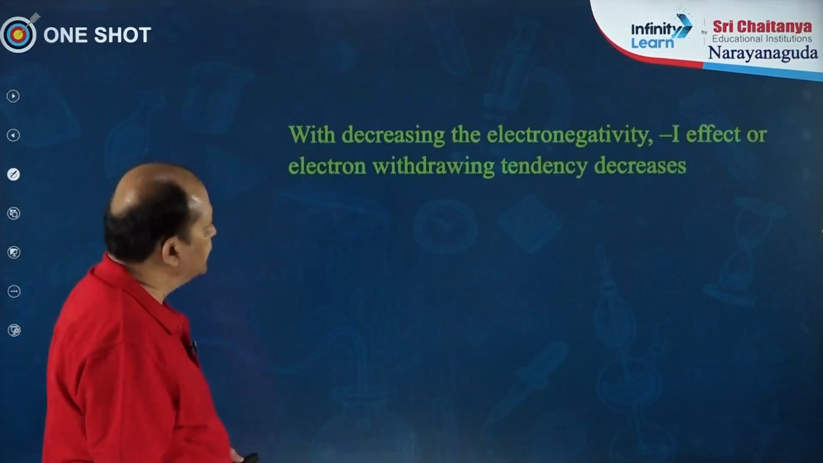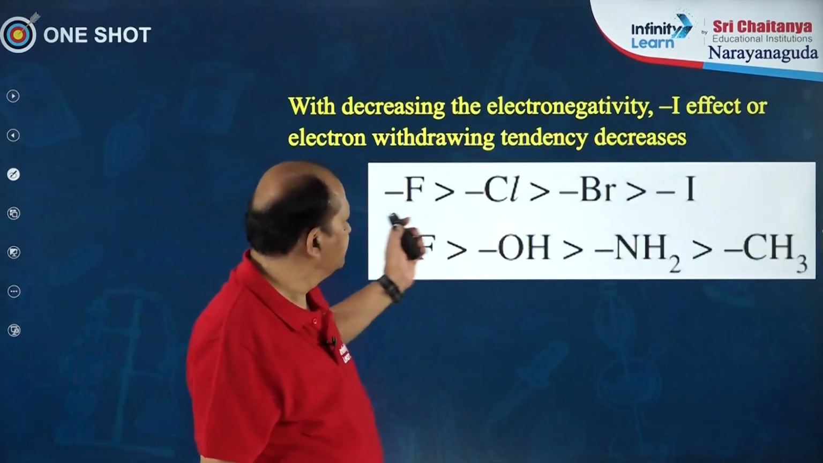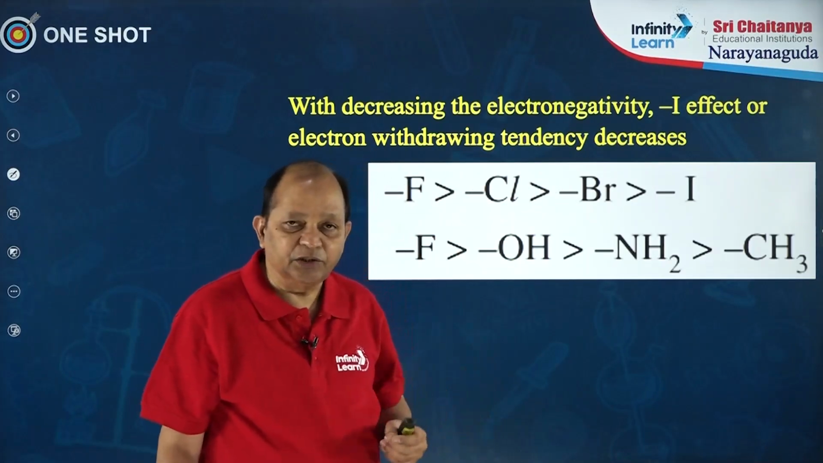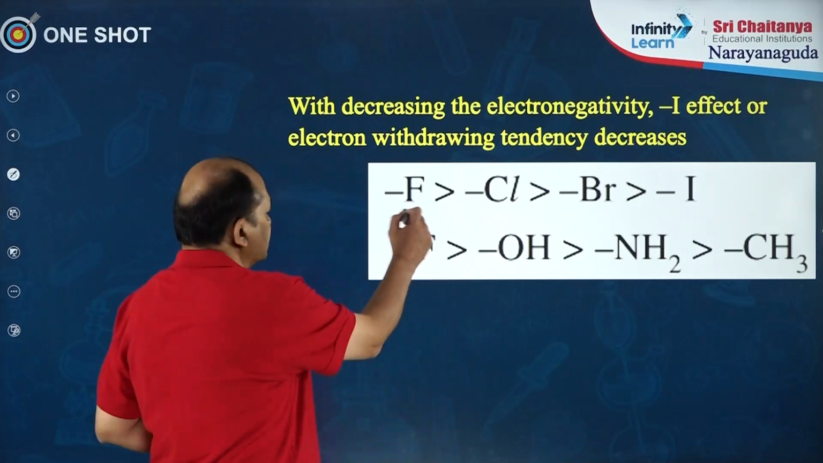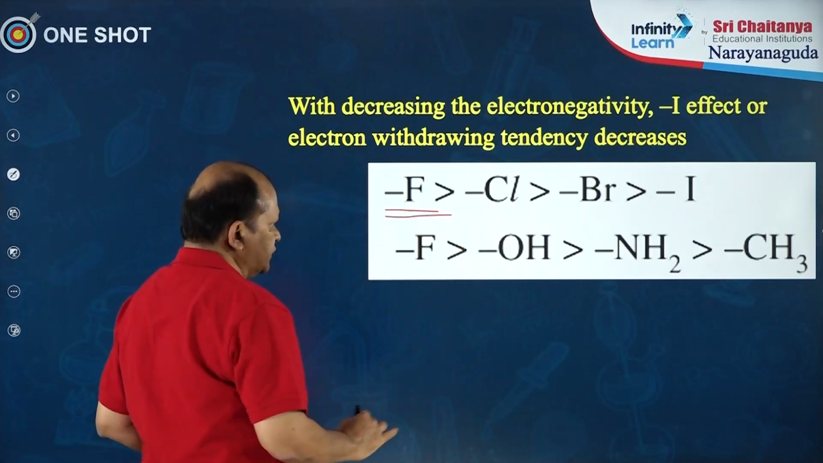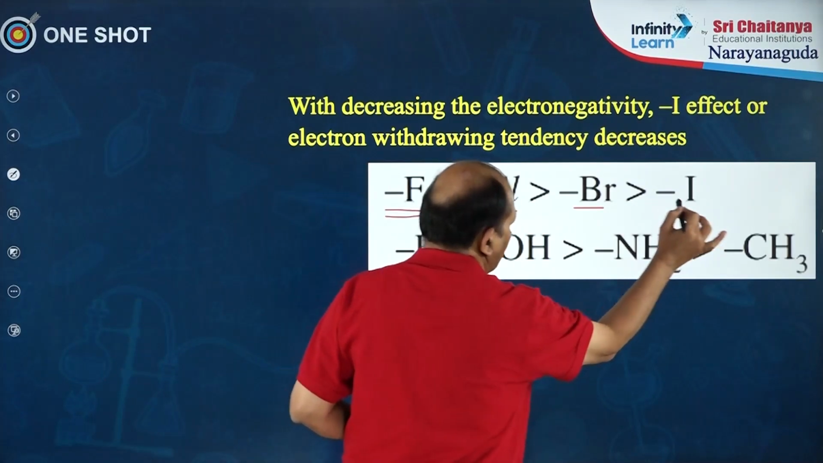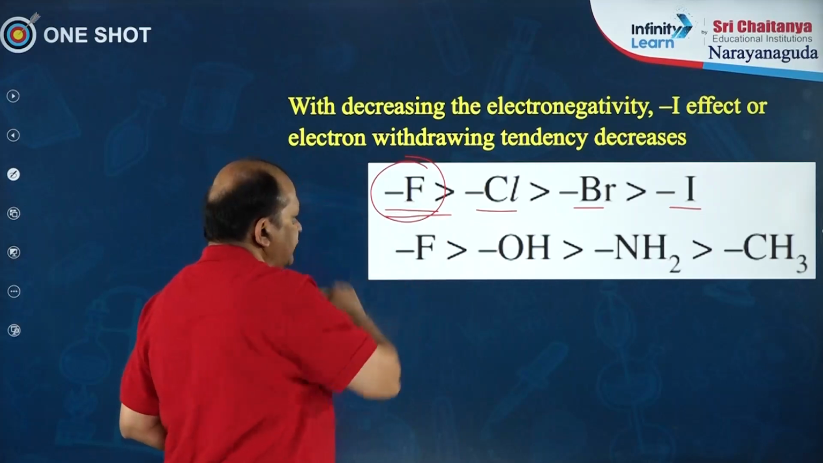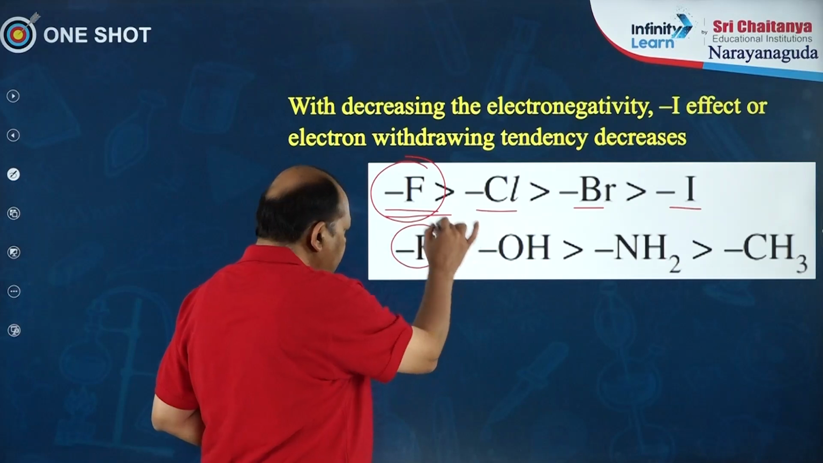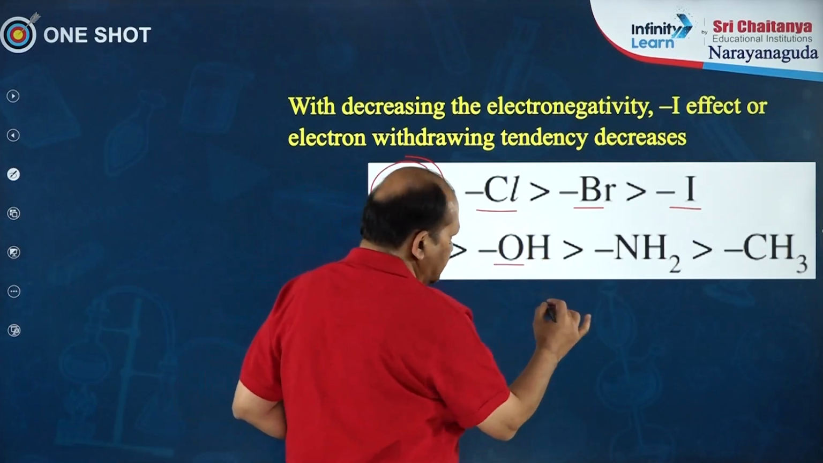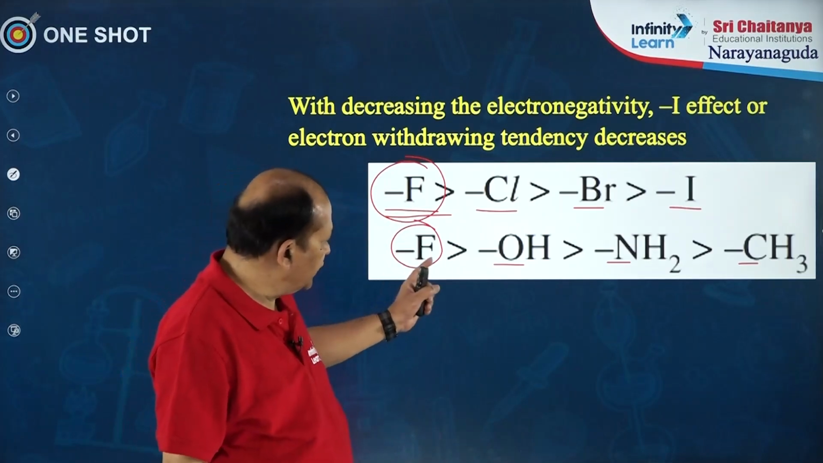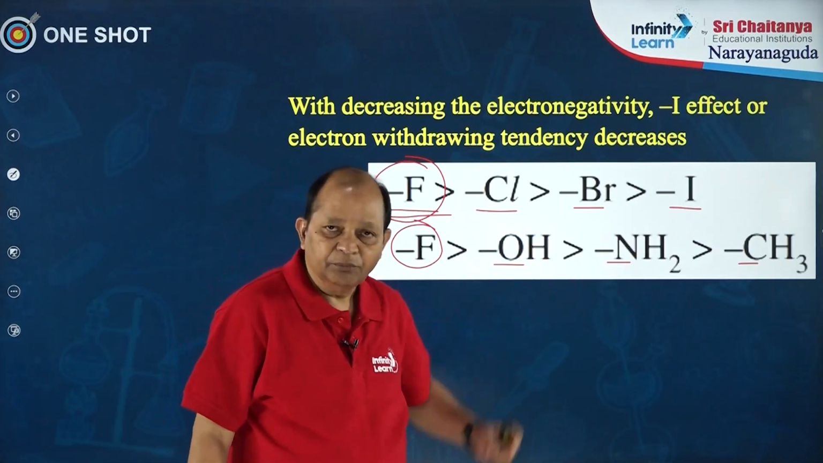Now, there is another order here: if the electronegativity decreases, then the tendency to attract electrons also decreases. You know that fluorine is the most electronegative, therefore it is highly electron withdrawing, followed by chlorine, next bromine, next iodine. So, fluorine has the highest tendency to withdraw electrons. Similarly, here also fluorine has the highest tendency, next is oxygen, next nitrogen, and of course carbon is the least. So, this is also the order of fluorine, hydroxy group, amino group, and methyl group.